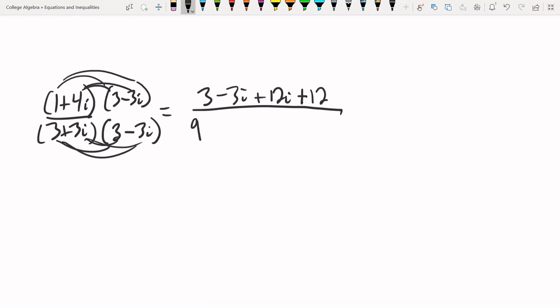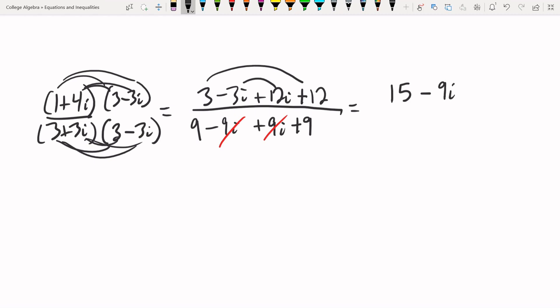3 times 3 is 9. 3 times negative 3i is negative 9i. Positive 3i times 3 is positive 9i. And you see those cancel. 3i times negative 3i is negative 9i squared. i squared is negative 1, so that becomes plus 9. Combining like terms on top, we have 3 and 12, and then negative 3i and positive 12i, which gives us 15 plus 9i. On the bottom, we have 9 plus 9 is 18.